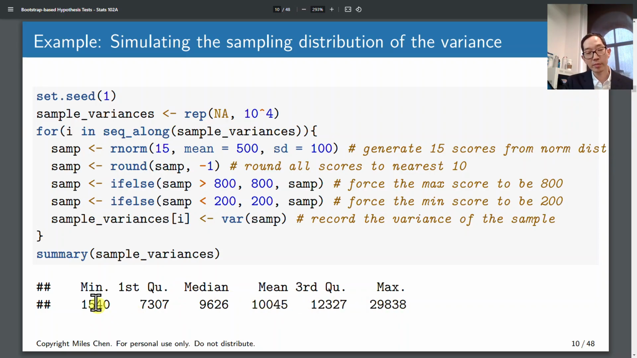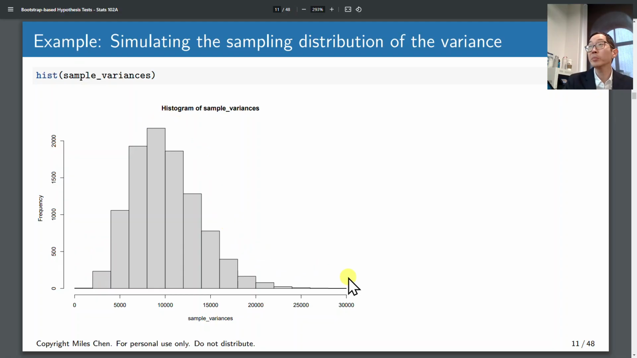And sometimes my sample variance was as small as 1,540. Sometimes it was as high as 29,838. The average, the mean, is just over 10,000, just over 100 squared, okay? First and third quartiles are there and there. Here's a histogram of my sample variances. And yeah, that looks kind of like a chi-squared distribution.